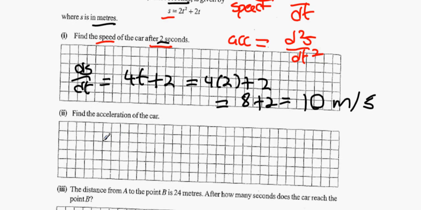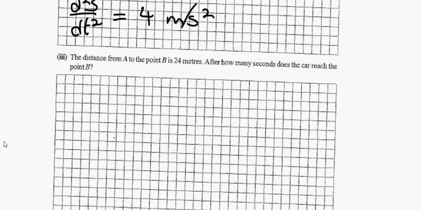Okay, find the acceleration of the car. The acceleration of the car is the second derivative. This means differentiate the first derivative, and what you get is 4. The acceleration of the car is 4 meters per second squared. The distance from point A to B is 24 meters. After how many seconds does the car reach point B?